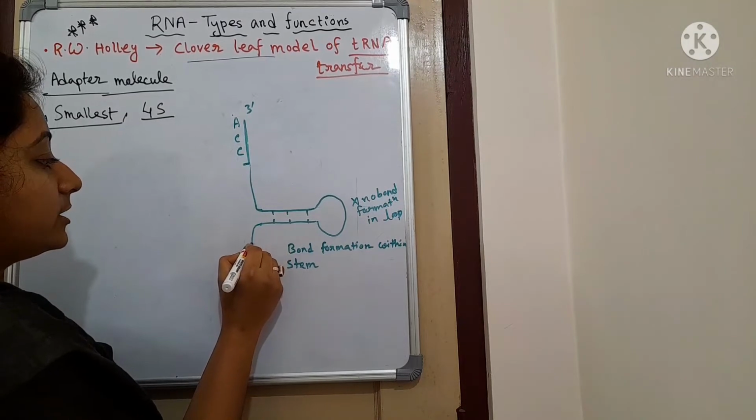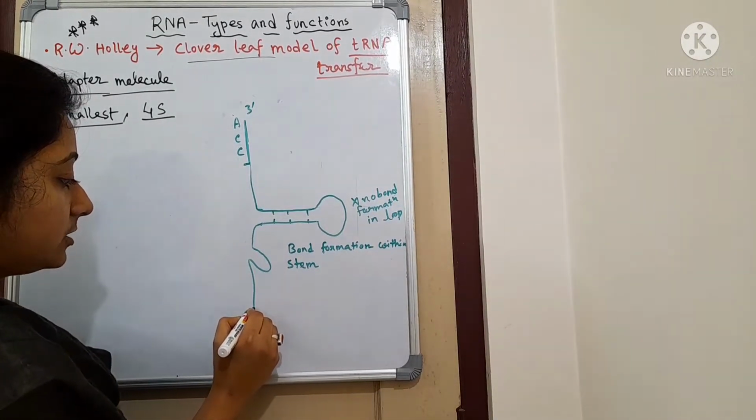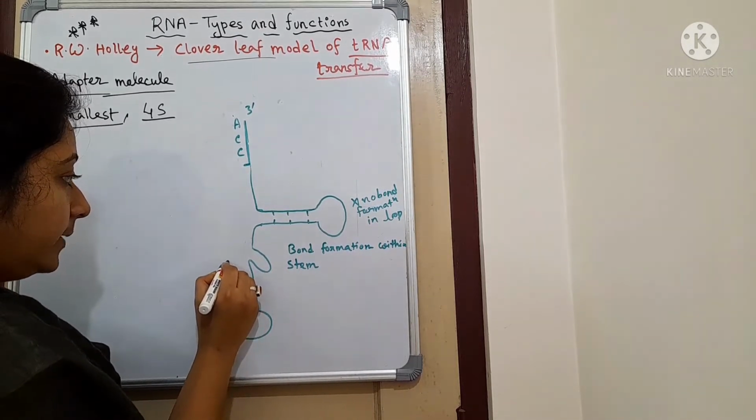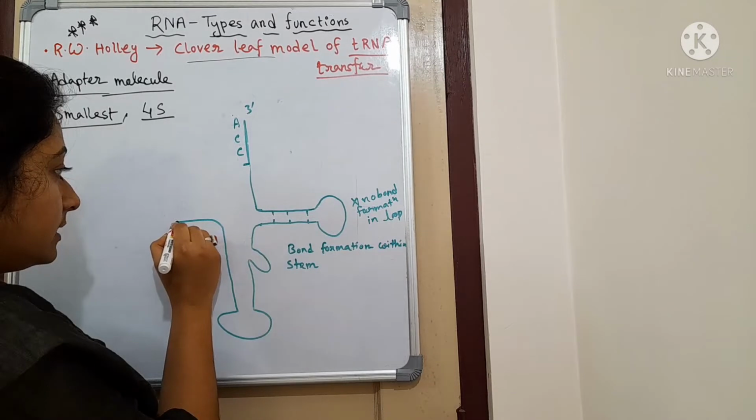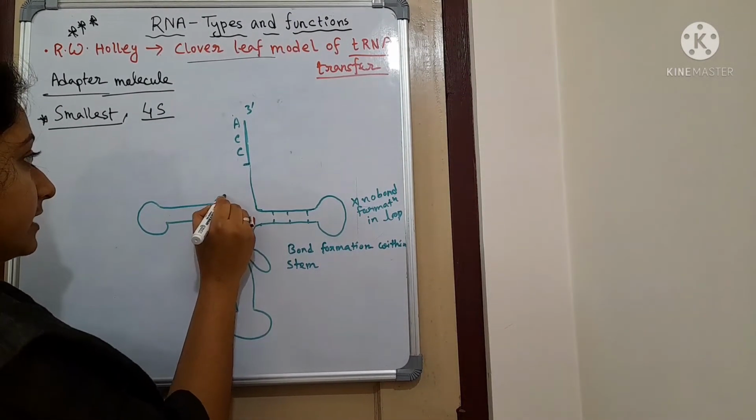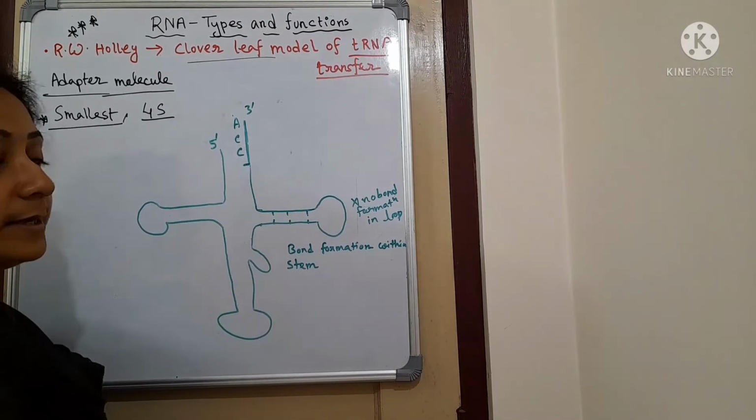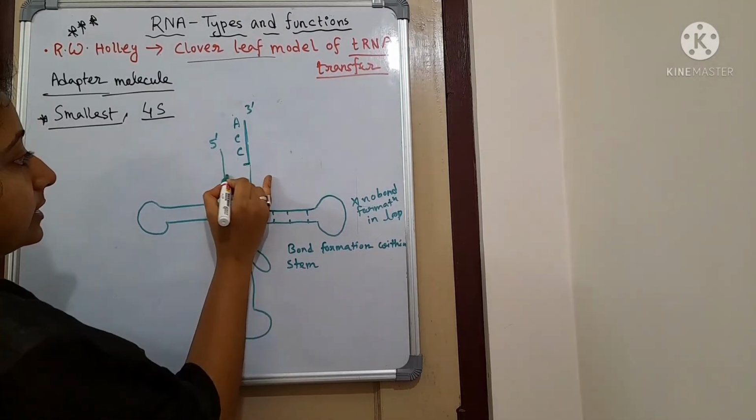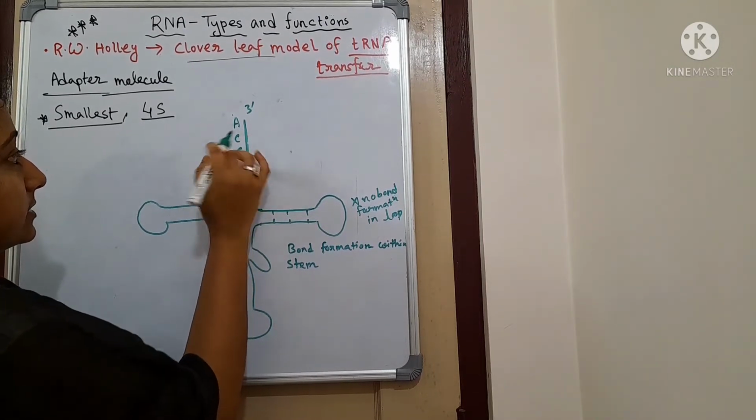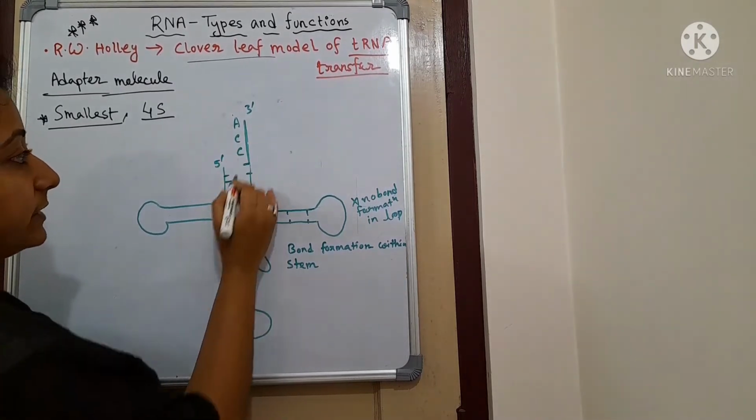Then this will continue like this. It will form this kind of a structure. Then once again it will form a loop. Then once again it will be continued like this, and then once again like this. And then it will end here with the 5' end. So here you can find that these are like this and the 5' end will be like this, because this is going to remain free.